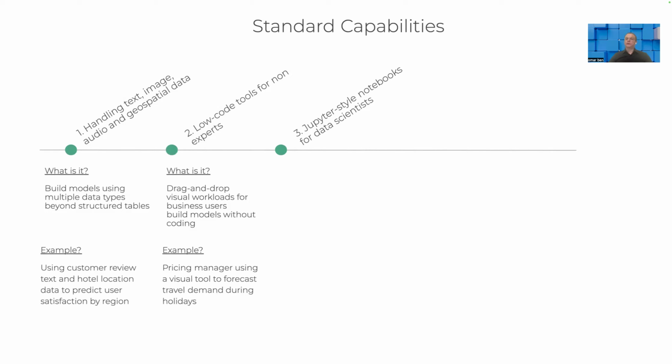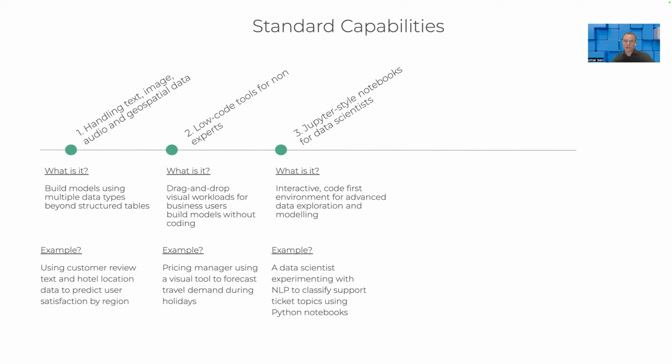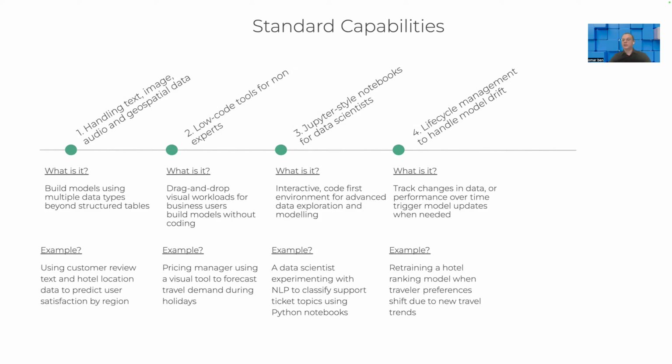Third is Jupyter-style notebooks for data scientists. This is the ability to have interactive code-first environment for advanced data modeling and exploration. And here, a data scientist would be able to experiment with NLP and to classify support tickets, for example, using Python notebooks, all within a single console. The fourth capability here is lifecycle management to handle model drift, which is pretty common in machine learning. So here, we're tracking changes in data or performance over time, and this triggers model updates when needed. An example here would be you're retraining a hotel ranking model when traveler preferences shift due to a new travel trends.